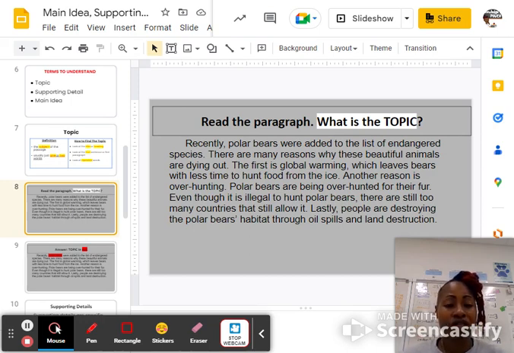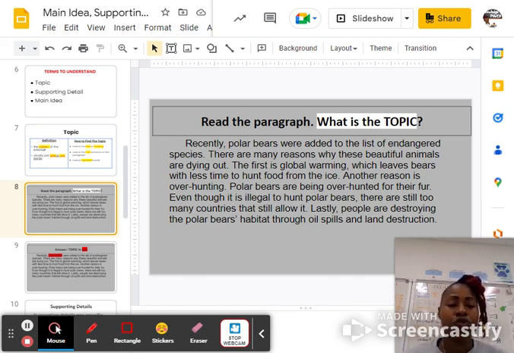So here, I want you to spend an opportunity and read the passage as I read it aloud. Read it to yourself. And I want you to think about the topic. So it says, recently polar bears were added to the list of endangered species. There are many reasons why these beautiful animals are dying out. The first is global warming, which leaves polar bears with less time to hunt food from the ice. Another reason is overhunting. Polar bears are being overhunted for their fur. Even though it is illegal to hunt polar bears, there are still too many countries that still allow it. Lastly, people are destroying the polar bear's habitat through oil spills and land destruction.